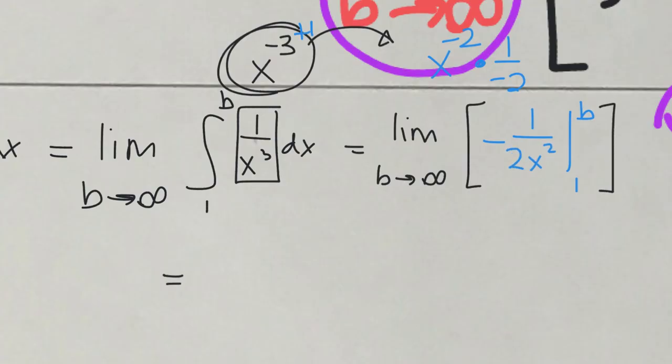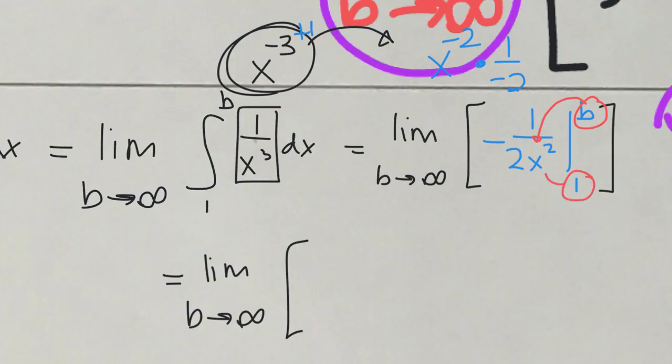So if we continue, we're still looking at the limit as b goes to infinity of our fundamental theorem, which says we plug in b and then minus what happens when you plug in 1, right? It's a subtraction. So this is negative 1 over 2b squared minus negative 1 over 2 times 1 squared, which is just 2, and minus a minus is a plus.